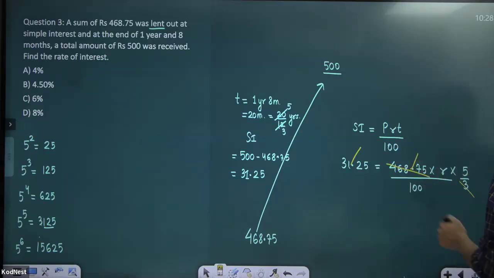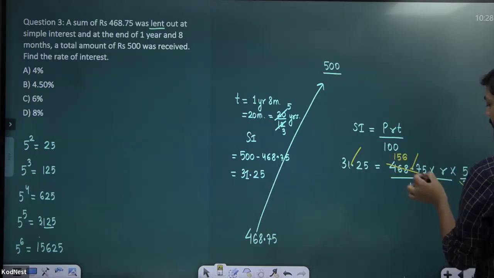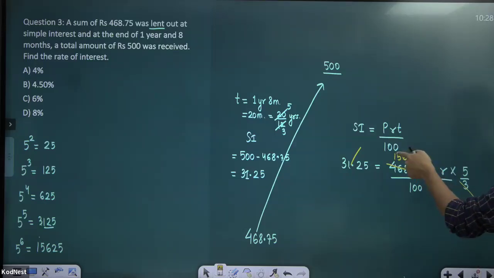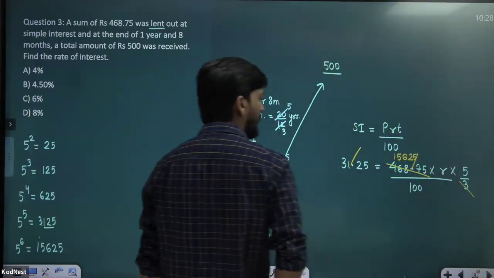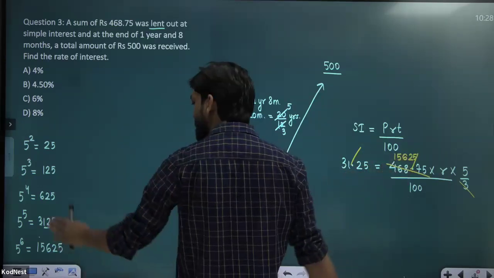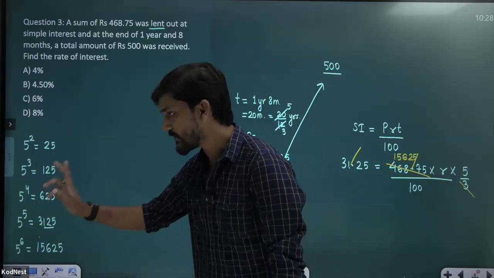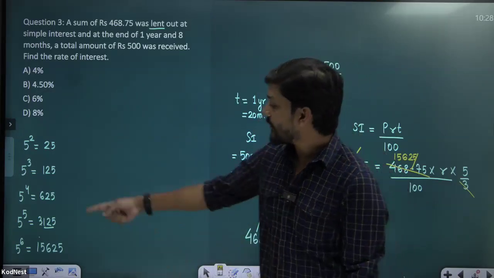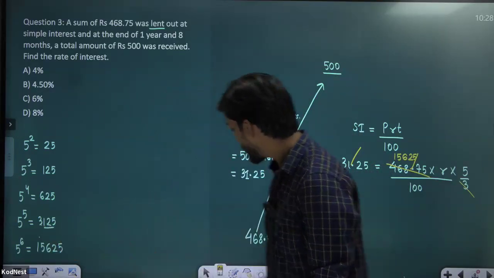Now see one thing. 3 will cancel out this. So 3 into 15 is 45, 3 into 6 is 18, and 3 into 25 is 75. So I will get 15625. Now carefully try to observe these two values, 3125 and 15625. If you multiply 3125 by 5, you will get 15625.